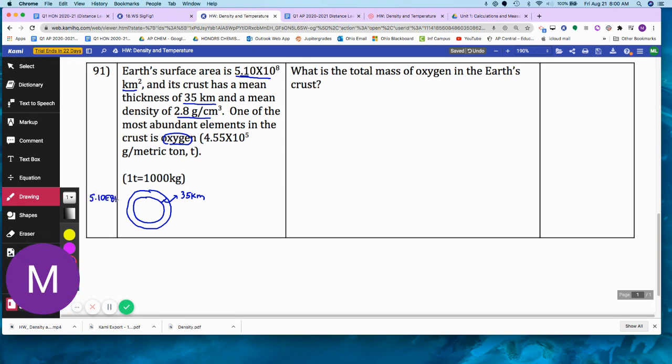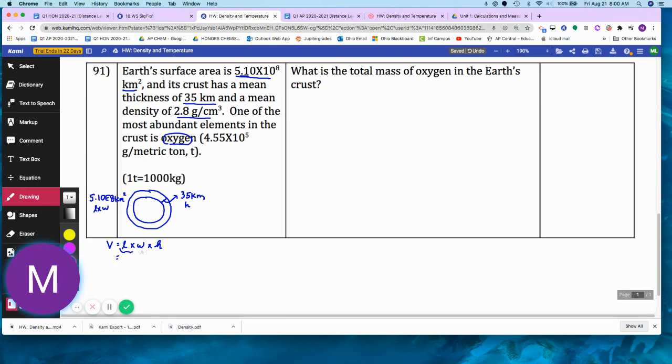5.10E8 kilometers squared. Okay. Again, if you can guess, if you multiply these two numbers, this corresponds to length times width, and this corresponds to height. If you multiply the three of them, you would get the volume. Volume is equal to length times width times height. Pause the video and do this problem then.